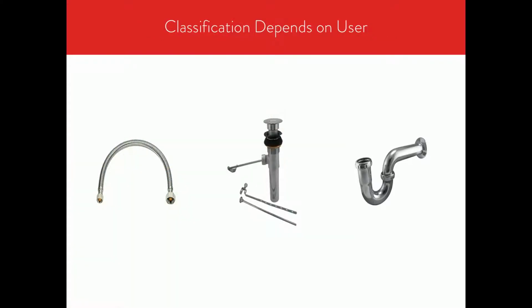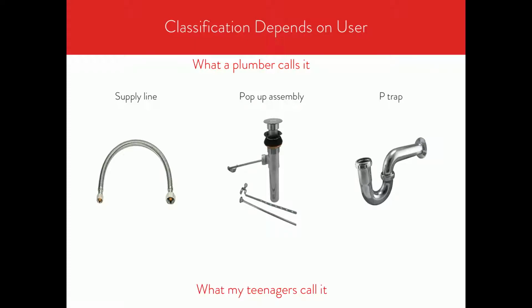Classification depends on the user. Remember, back to every book has its reader. So here we have three common bits of plumbing supplies. And if you're a plumber, you're going to call the first one a supply line, the second one a pop-up assembly, and the third one a P-trap. If you're my teenage daughters, you're going to call this a hose thingy, that's a drain thingy, and that's also a drain thingy.